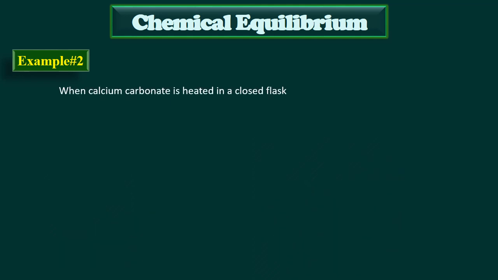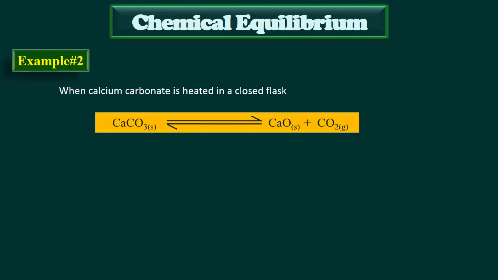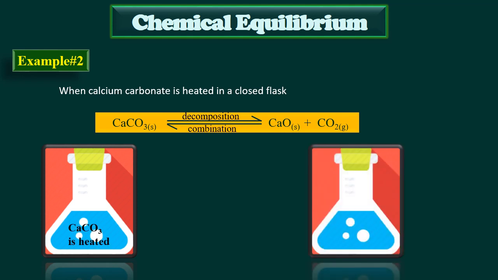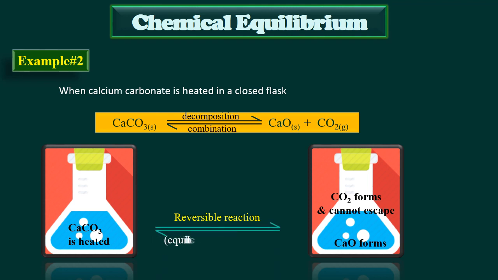When calcium carbonate is heated in a closed flask, then a reversible reaction takes place comprising both decomposition and combination reactions. Here we have a closed flask in which calcium carbonate is heated. As a result, calcium oxide forms as well as carbon dioxide forms, but cannot escape this time, and there is a chance of reverse reaction to occur. So this is a reversible reaction shown by a double arrow, and hence does not go to completion. Rather, its target is to establish the equilibrium state.